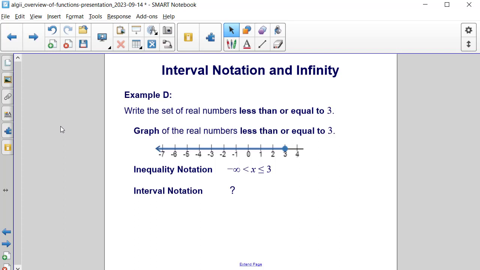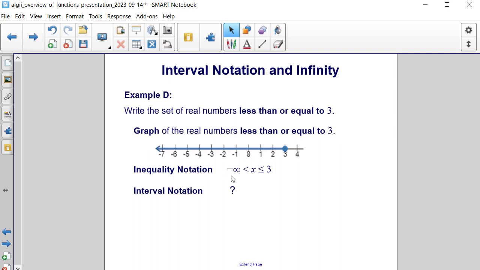Here's another example, this time with infinity. Write the set of real numbers less than or equal to 3. Well, as a graph, all real numbers less than or equal to 3 is going to have a closed circle on that value of 3, and then we're going to shade or draw our arrow to all points to the left of it, and we include the arrow at the very end to show that it continues in that direction.